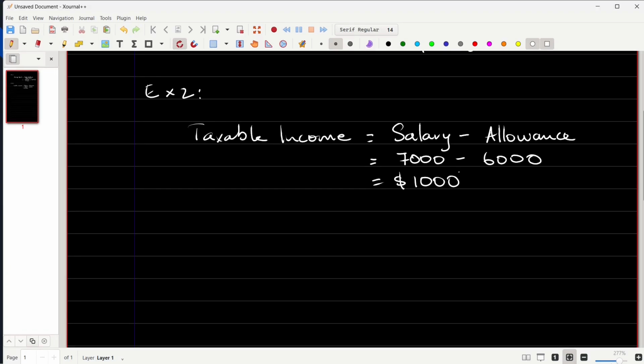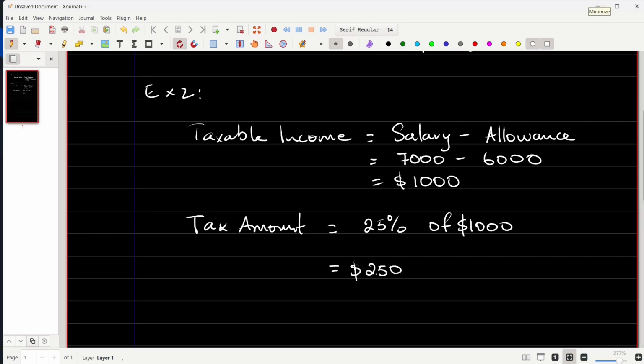Now that you know the taxable income, we apply the tax on that of 25%. So the tax amount would be equal to 25% of $1,000, which I can work on my calculator. So that is the amount of tax we have to pay. Now we have to consider the NIS contribution. The NIS contribution is 3% on the gross salary. Our gross salary is $7,000.